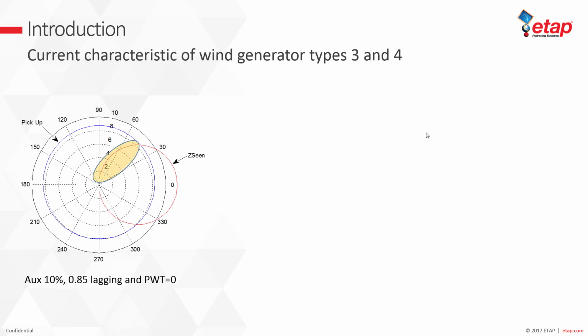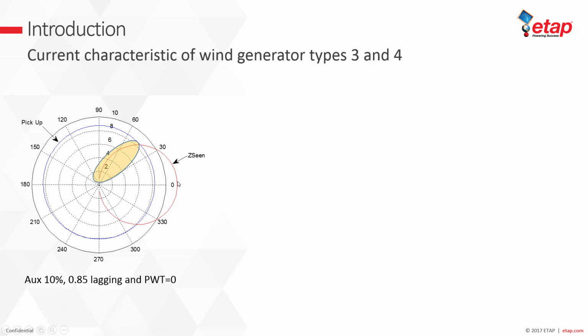Now let's look at it from the other perspective. I've done some simulation, which is more of a theoretical simulation using MATLAB, for 10% auxiliary power. I assume that the WTG has 10% auxiliary power with an 85% lagging power factor. In this case, let's assume that the WTG is generating no active power. There is no wind blowing. The WTG is only providing reactive power support to the system.